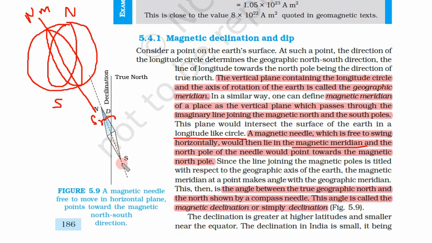So this magnetic needle which is free to move is in the magnetic meridian, and the north pole of the needle would point towards the magnetic north pole. So here the north pole of this magnet is pointing towards the magnetic north pole, and the south pole of this magnet is pointing towards the magnetic south pole. Since the line joining the magnetic poles is tilted with respect to the geographical axis of the Earth, the magnetic meridian at a point makes an angle with the geographic meridian.